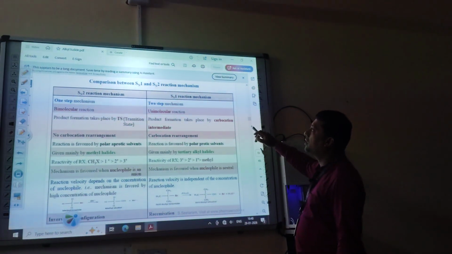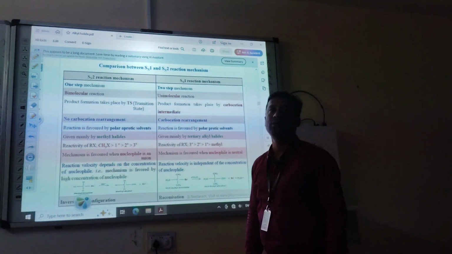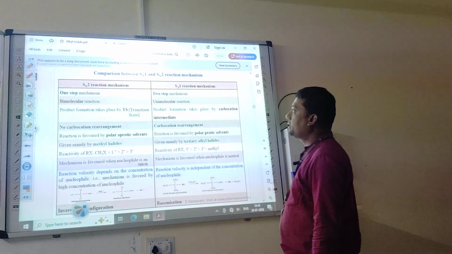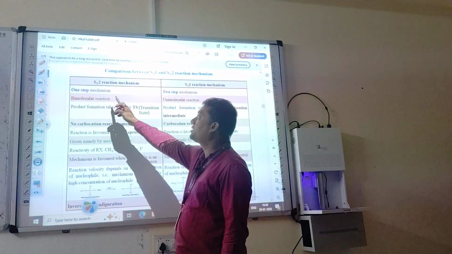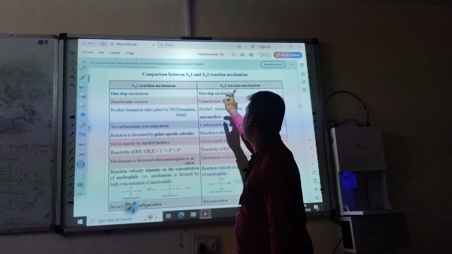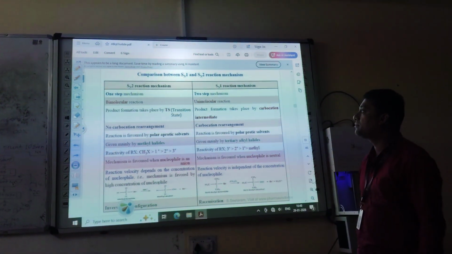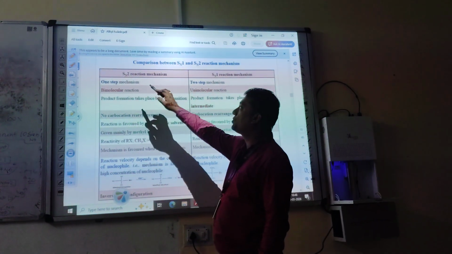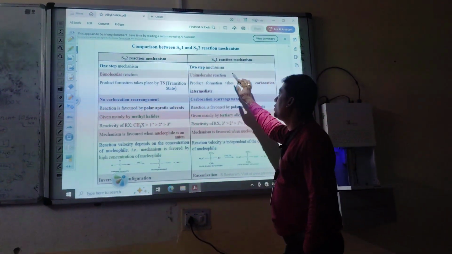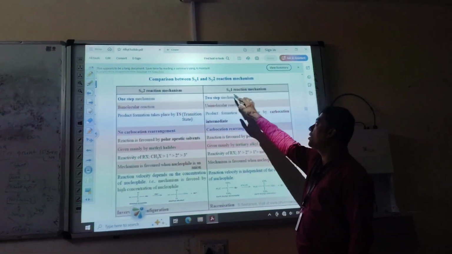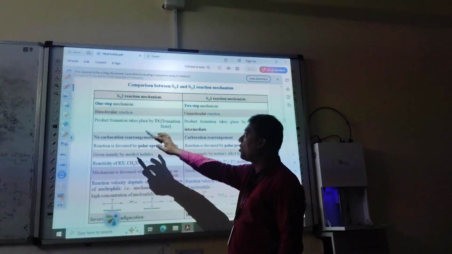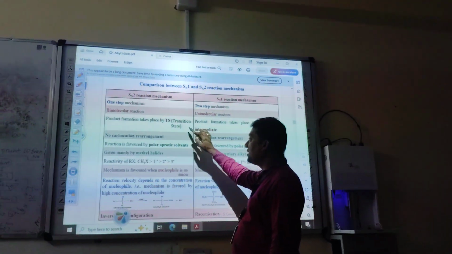Then we discuss the comparison between SN1 and SN2 reaction. Mechanism: the SN2 reaction involves one step, but the SN1 reaction follows a two-step mechanism. SN2 is nucleophilic substitution bimolecular, a bimolecular reaction. SN1 is nucleophilic substitution unimolecular, and the product formation takes place by a transition state.